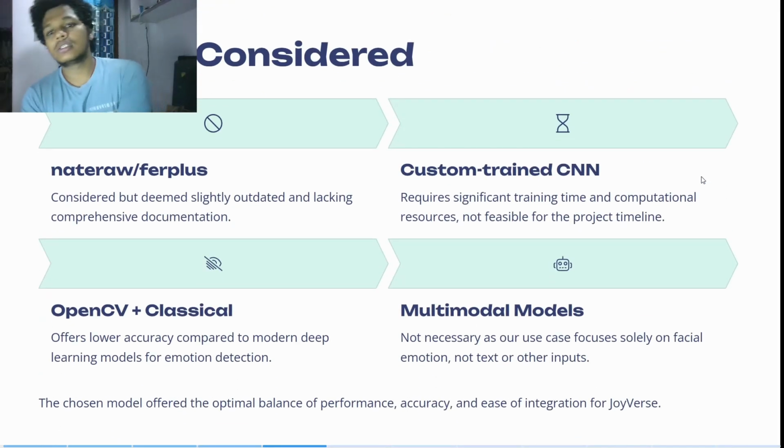But we could have considered other models such as OpenCV, a custom-trained CNN, multimodal models, and Network Plus. And these are the reasons why we chose not to do so. Network Plus was considered, but it is a bit outdated and lacking comprehensive documentation. And CNN requires significant training time.